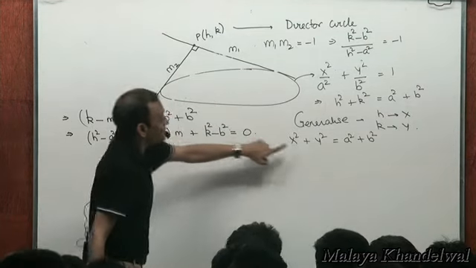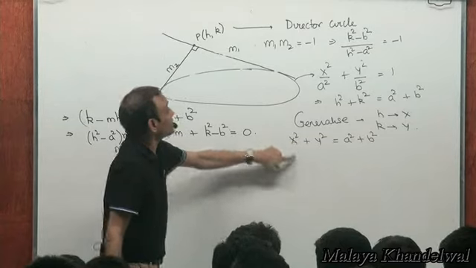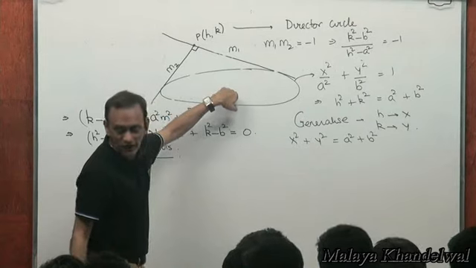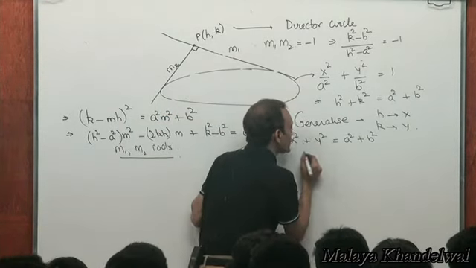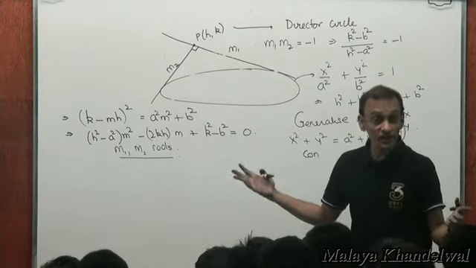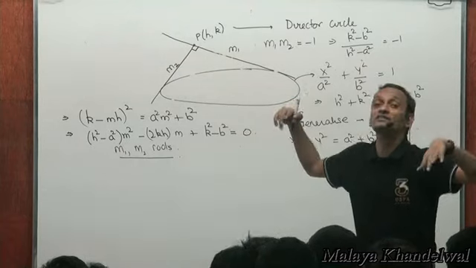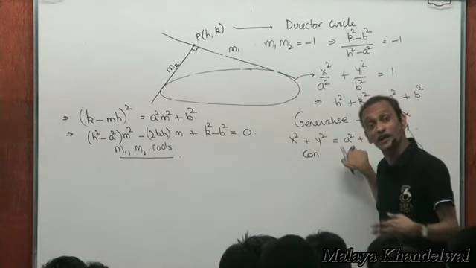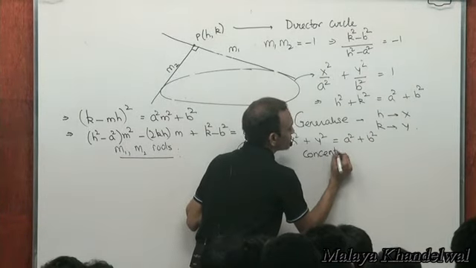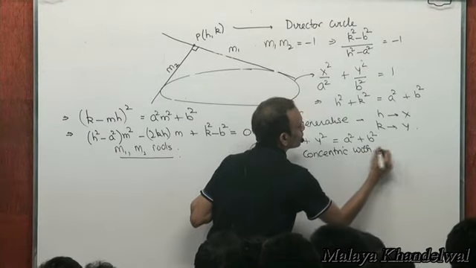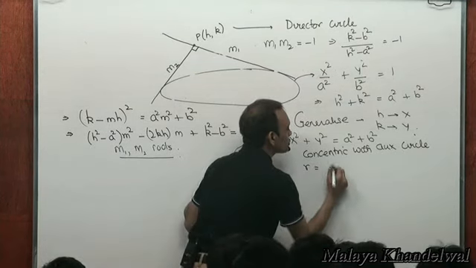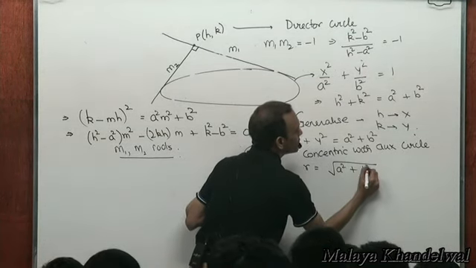And do you realize that this is a circle whose center is the same as the center of the ellipse, right? And therefore it's concentric with the auxiliary circle also, but bigger than the auxiliary circle. The auxiliary circle had radius a. The radius of this is root a squared plus b squared.